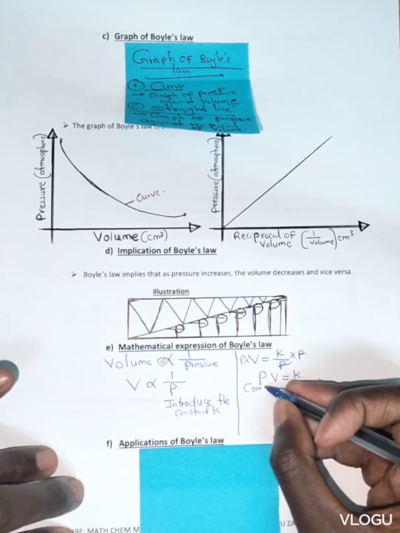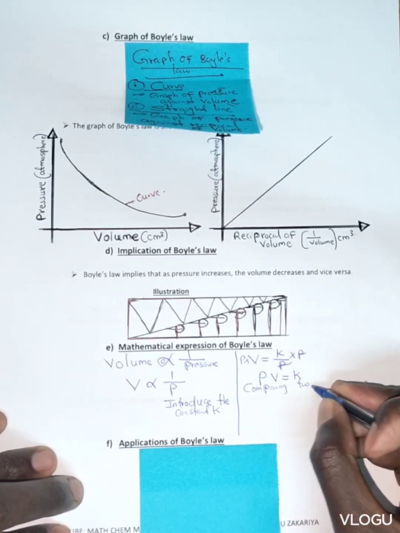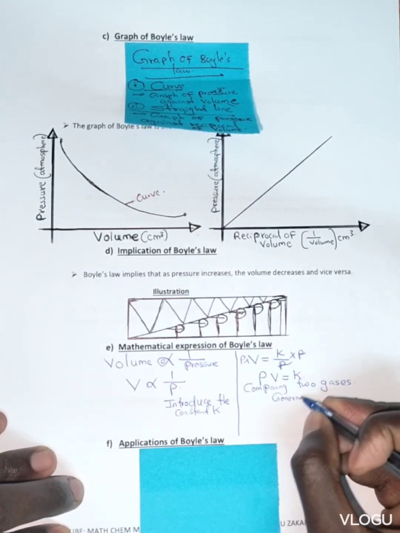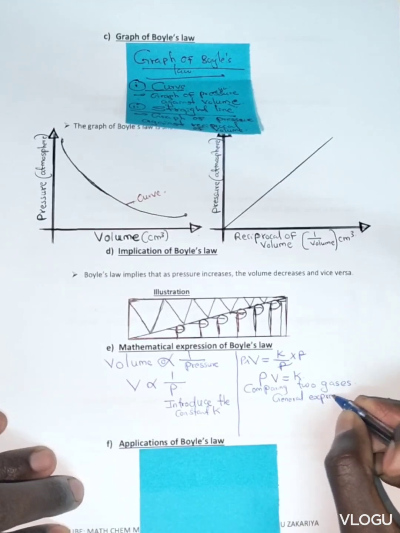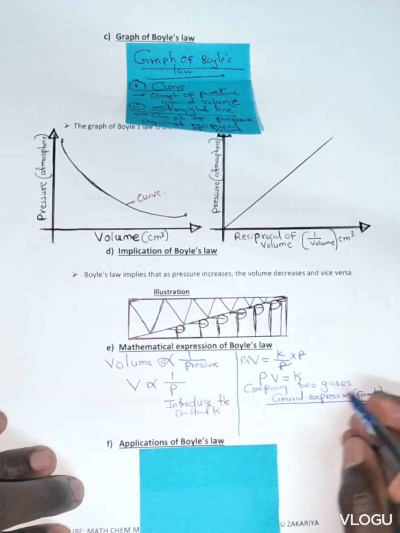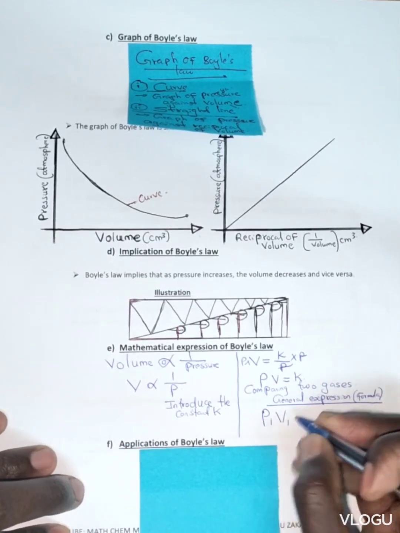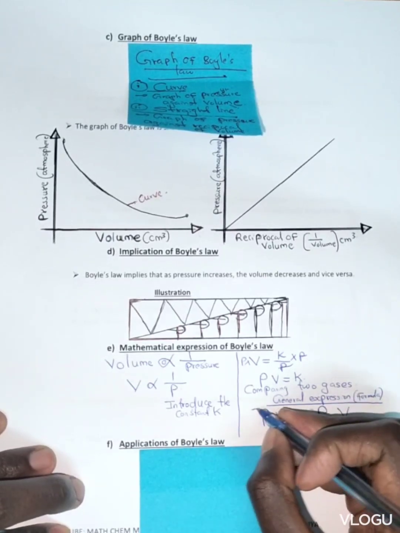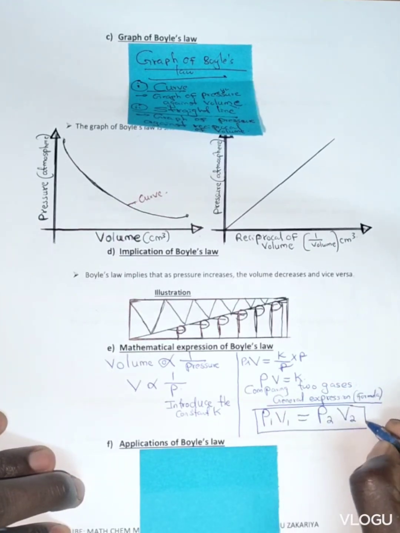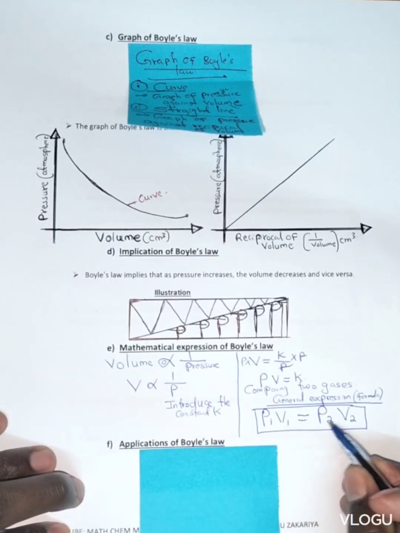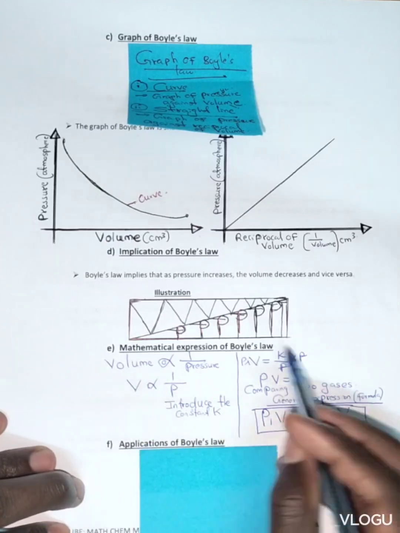We have PV, but comparing two gases, the general expression, or the general formula. I'm referring now to the general formula of Boyle's law when we compare two gases. It is P1 V1 equal to P2 V2, and this is the formula that we use to solve application questions of Boyle's law. P1 V1 equal to P2 V2. That is now the mathematical expression of Boyle's law.